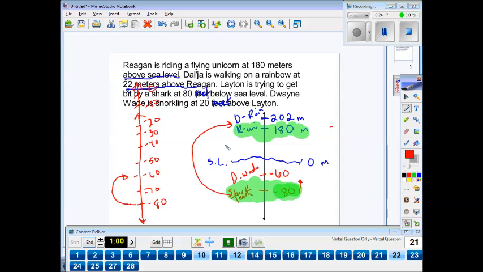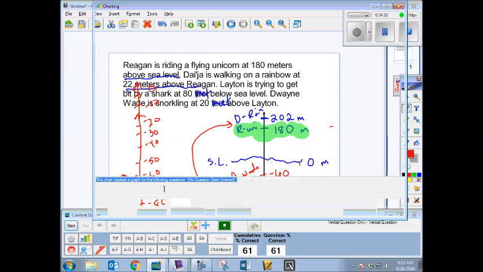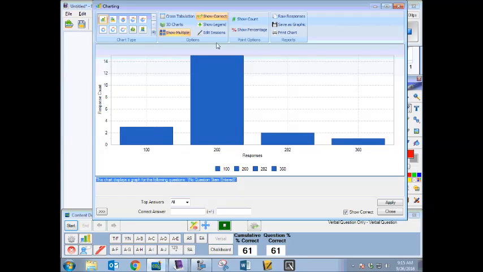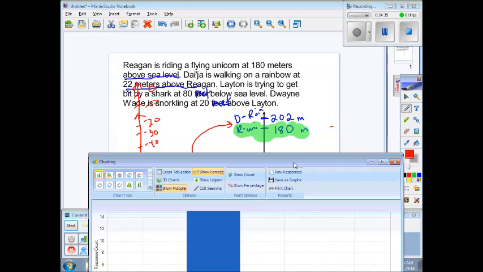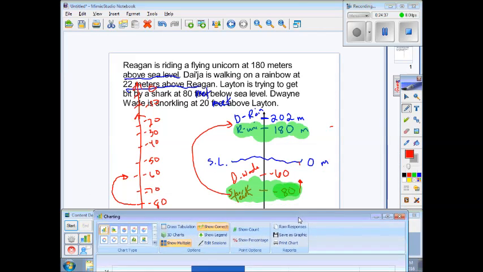And like I said, you don't have to understand how to add and subtract negatives. So I'm going to end this so we can see. Now we had some of you say 100. We had some of you say 260. The majority of you said 260. We had a couple people say 282, and we had one 360. The correct answer for this one was 260.